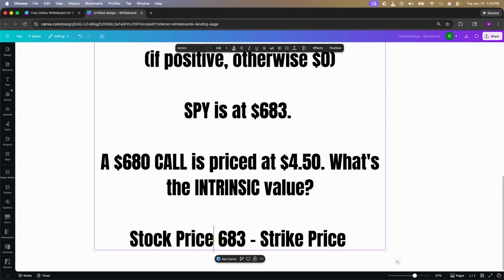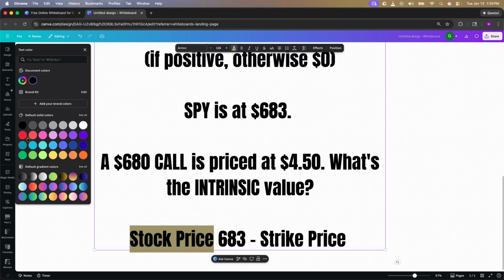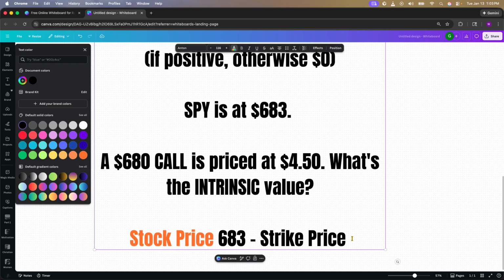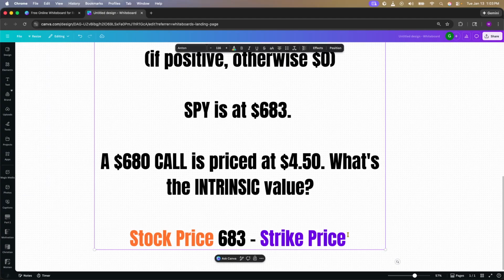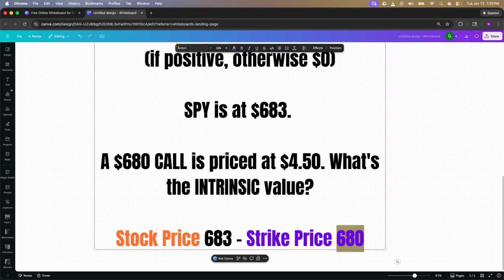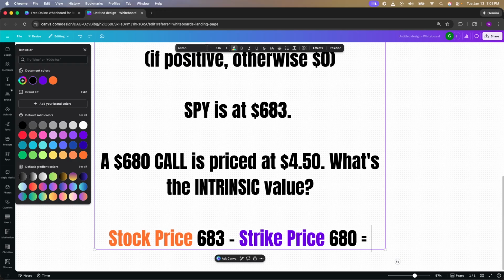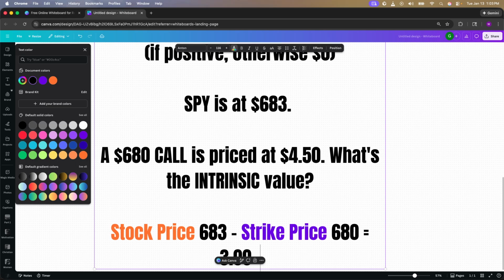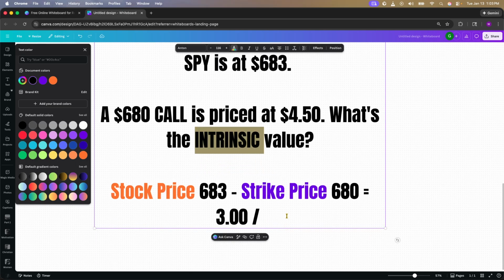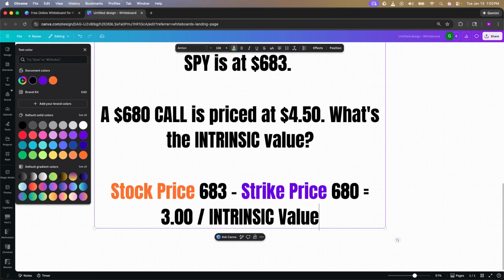We should make this a different color so we can really push the point in. Let's make this orange, and we're going to make this purple. All right, beautiful. Strike price 680, and then this equals $3, and that is the intrinsic value, right? So let's go ahead and change the color there.